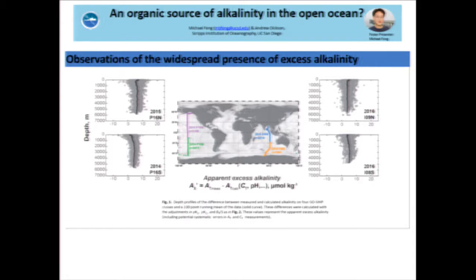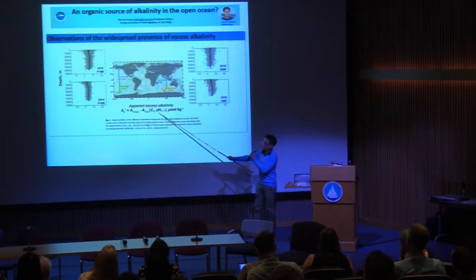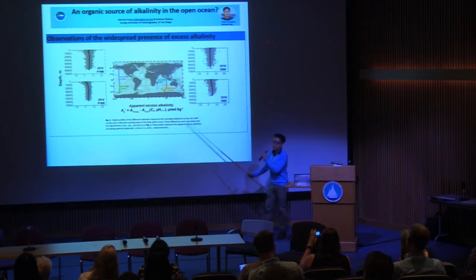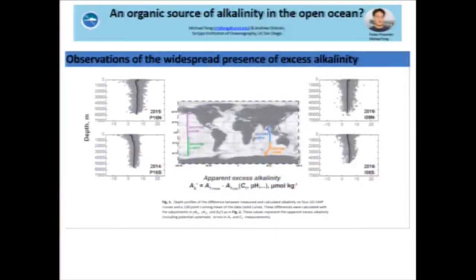So here we have this term, the difference between the measured total alkalinity and alkalinity calculated from pH and dissolved inorganic carbon measurements using an equilibrium model that only includes inorganic acid-base species. So there's this suggestion that in the Pacific, Indian, as well as the Southern Ocean, there's an apparent excess alkalinity. And our hypothesis is that the source of this may be organic acid-base species.